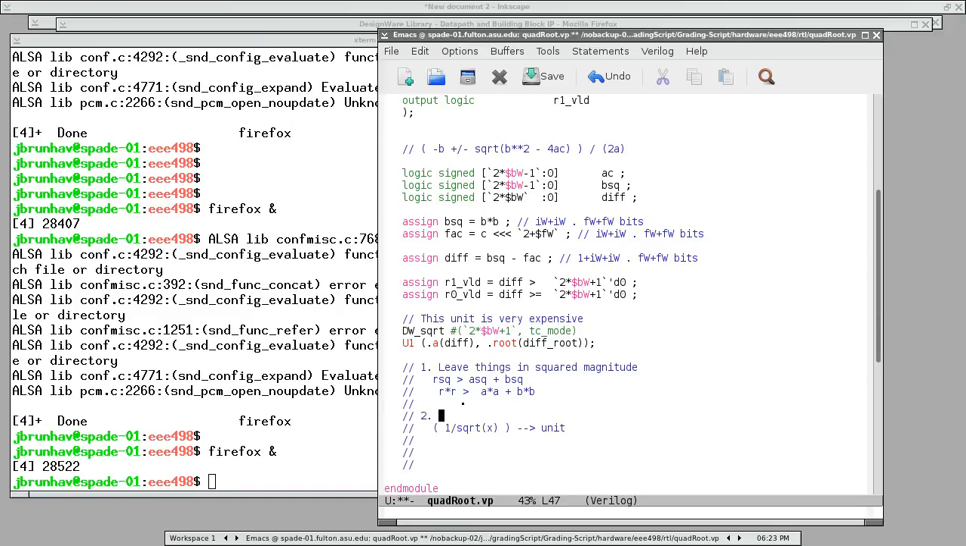The second trick is fuse complex operations to amortize the cost. The third trick is to change the algorithm. So in this case, I am assuming that what I am interested in calculating are the intersections of quadratics with lines.